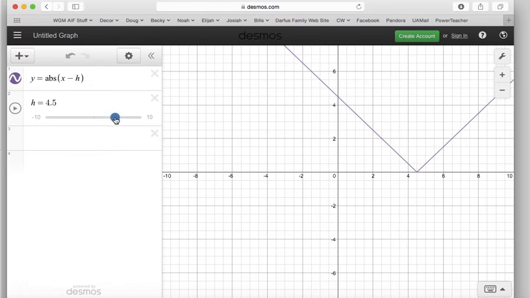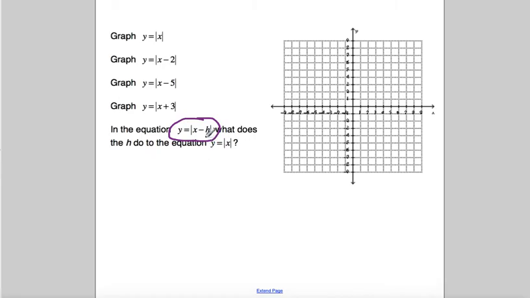And remember, we're subtracting the number. So some people say it moves the absolute value or the V right or left, or you can word it as it changes the x-intercepts of the function. So again, if the number that we're adding or subtracting is inside the absolute value, it changes the x-intercept, or it moves the absolute value right or left.